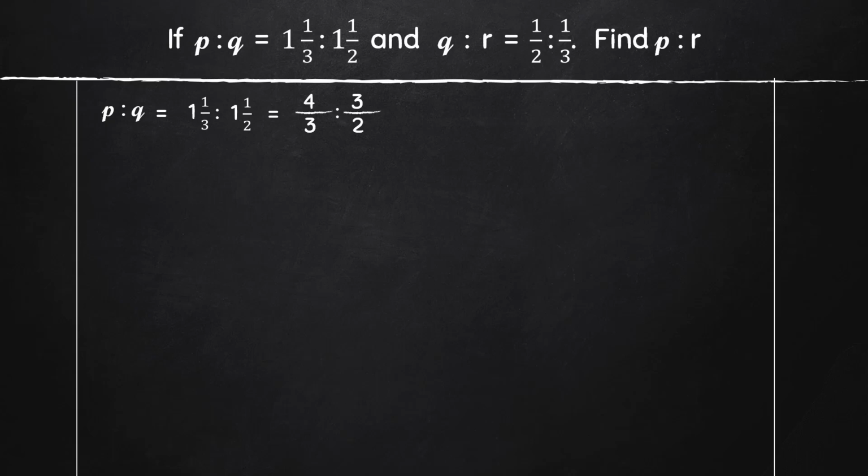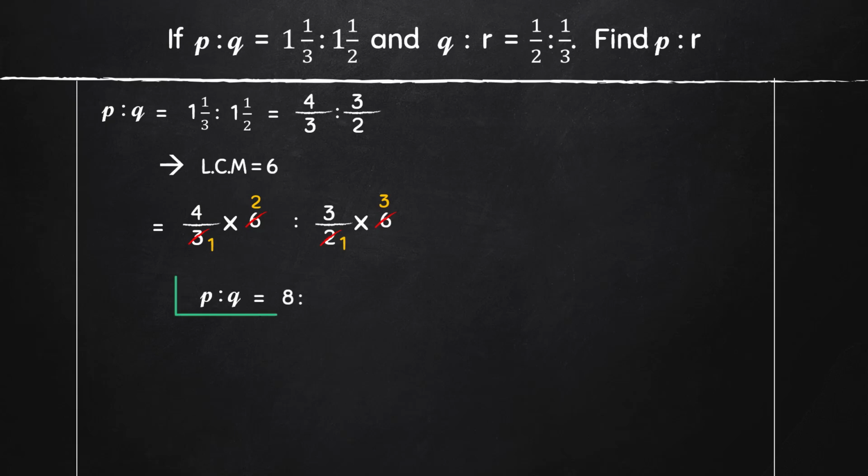We need to convert the fractional form of ratios into simplest form. LCM is going to be 6. So multiply the first fraction with 6 and the second fraction with the LCM 6. So do the necessary cancellations. 3 ones are 3, 3 twos are 6, 2 ones are 2, 2 threes are 6. So what is the ratio that we get? 4 twos are 8 is to 3 threes are 9. P is to Q is equal to 8 is to 9.